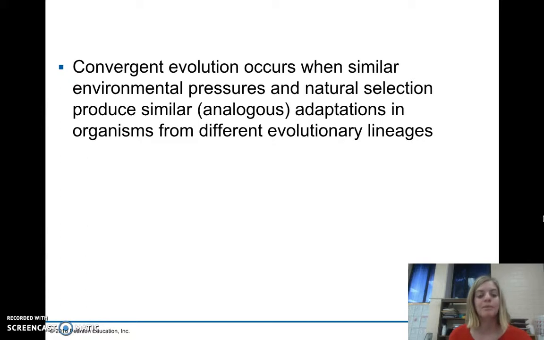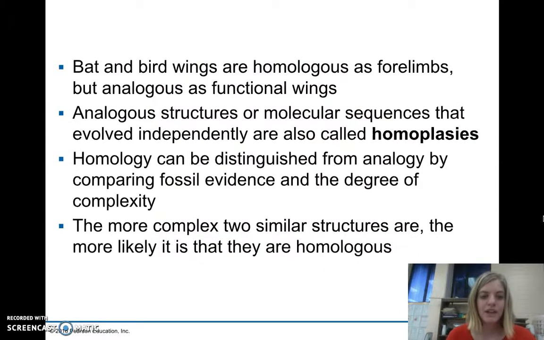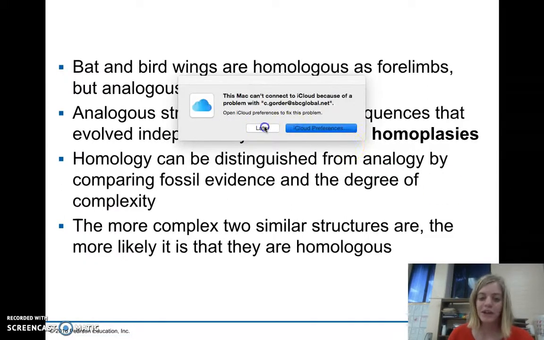That's like the bird and the bat wing. Both of them evolved wings because they both had to evolve to fly, but they are not actually as closely related as other organisms are. As forelimbs, bat and bird wings are homologous in terms of what their function is and how they evolved, but actually working as a wing, they're analogous structures. So we have to pay attention by comparing fossil evidence and how complex these structures are in order to determine whether they're homologous or analogous structures.